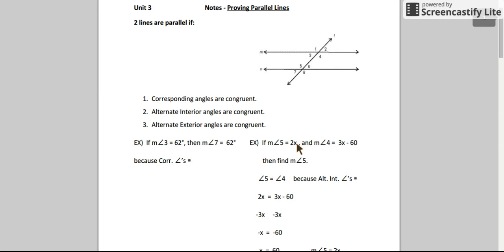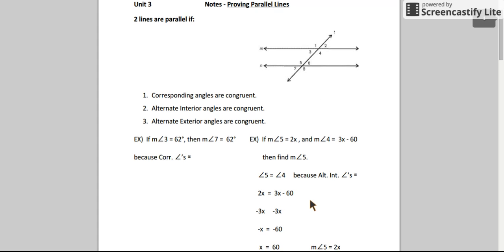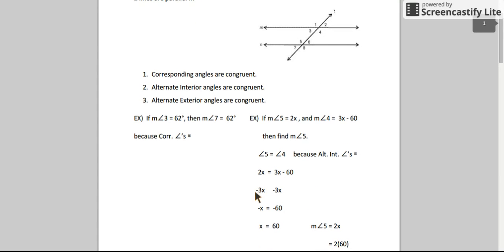If the measurement of angle 5 is 2 times the number, and the measurement of angle 4 is 3 times the number minus 60, then find the measurement of angle 5. So let's establish what type of angles angle 4 and angle 5 are first. They are alternate interior angles, so they must be congruent or equal. So we can set these two expressions equal to each other. Angle 5 is equal to angle 4, so 2x must be equal to 3x minus 60. Then we can solve for x.